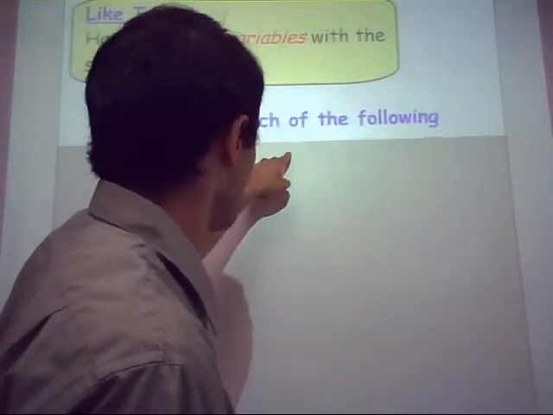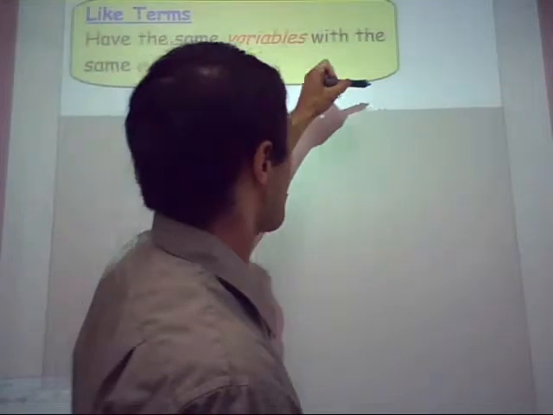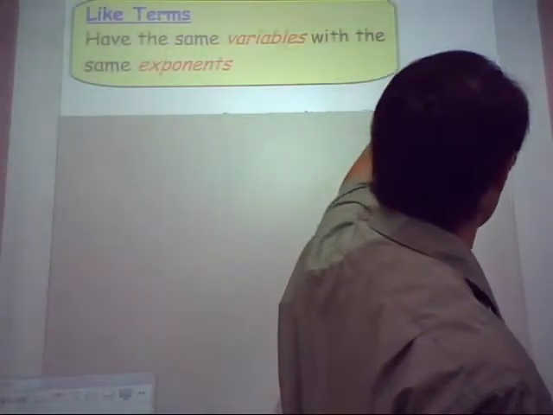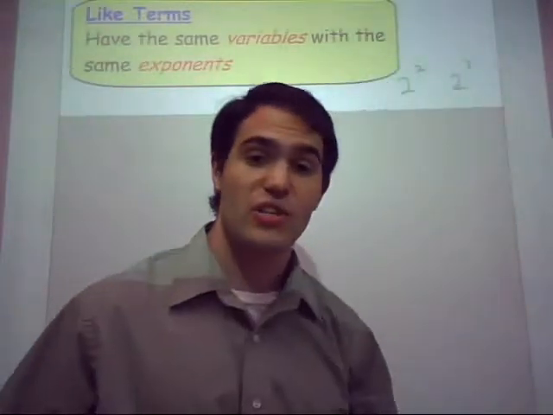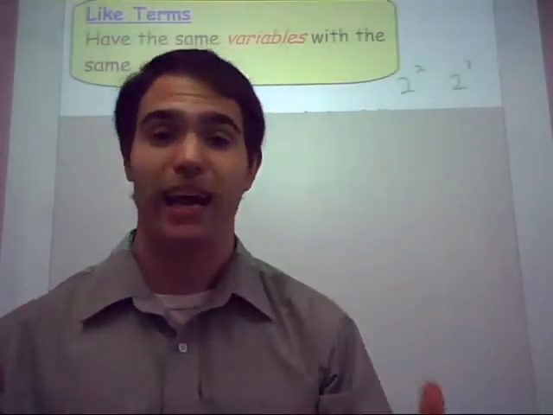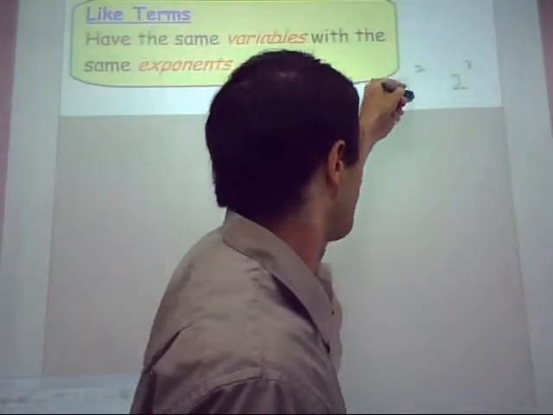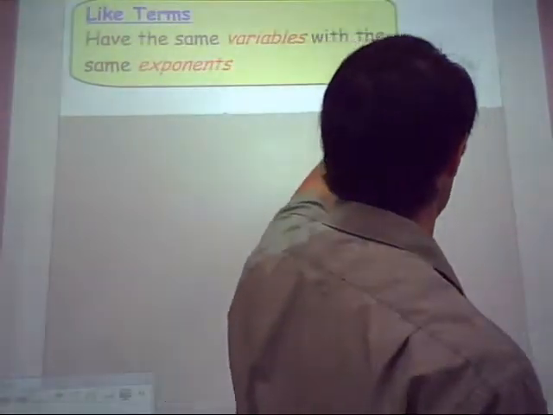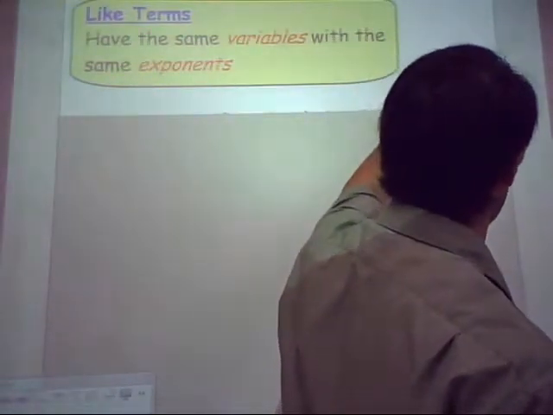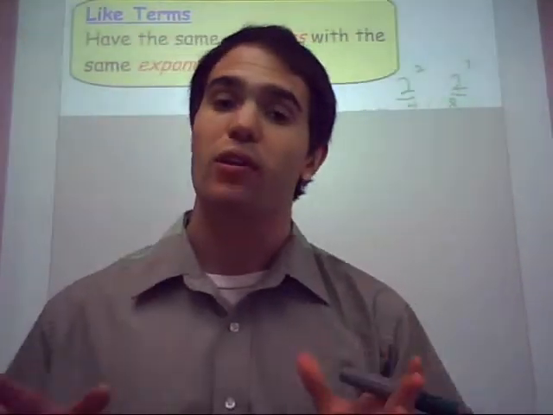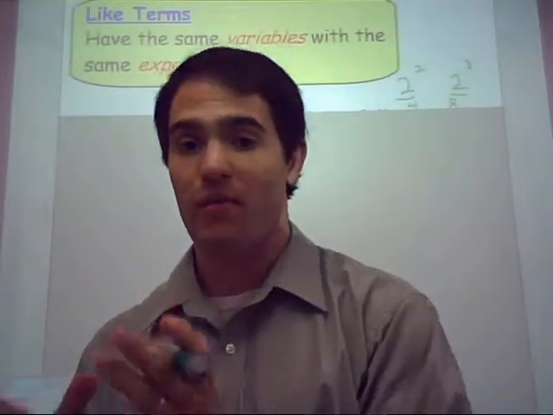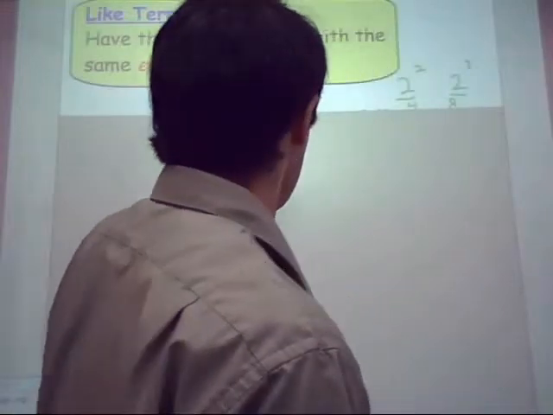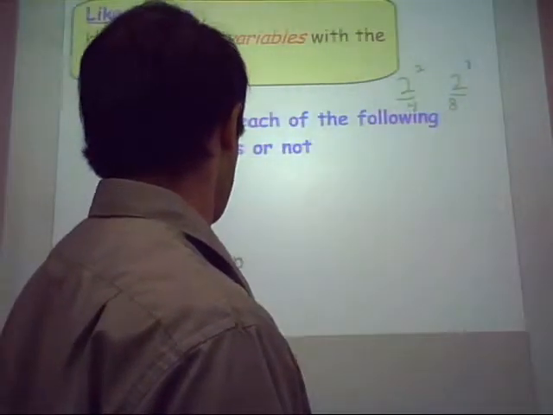For example, if I had 2 to the second power and 2 to the third power, those do not have the same value. They have the same base, but they don't have the same value. They are not the same. 2 squared is 4, and 2 to the third power is 8. So like terms have to have the same variable, and they have to have the same exponent. Let's just do a couple of examples.